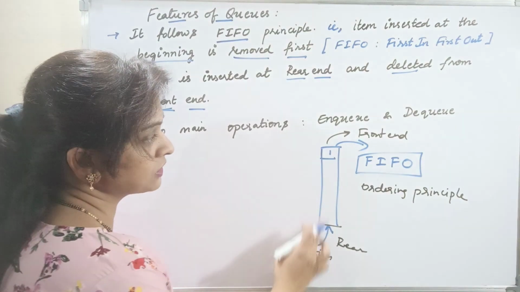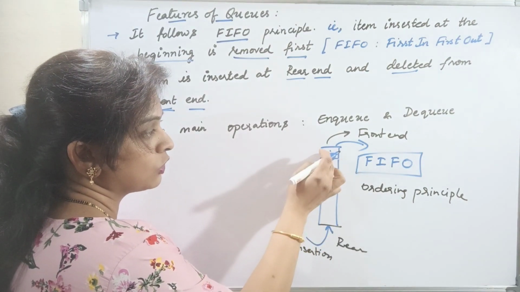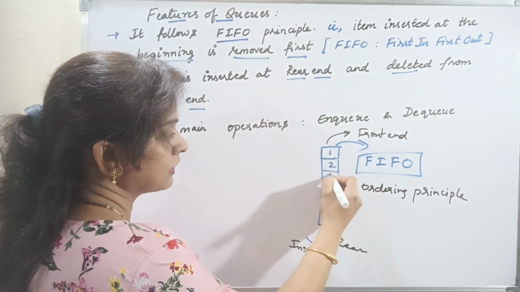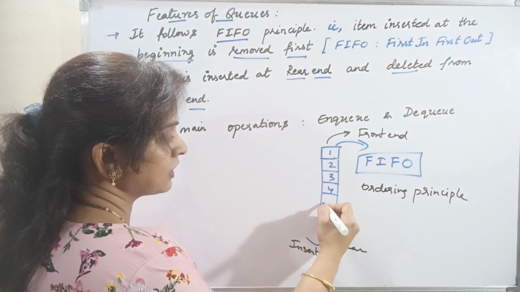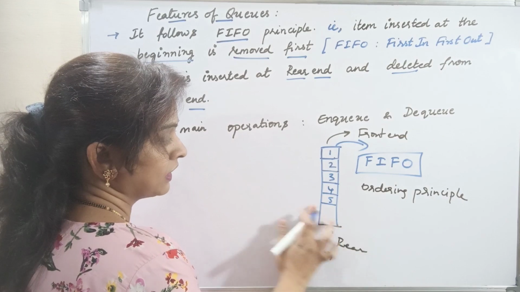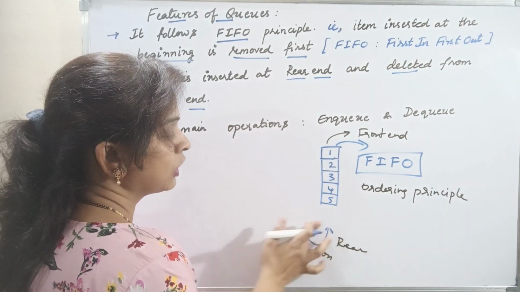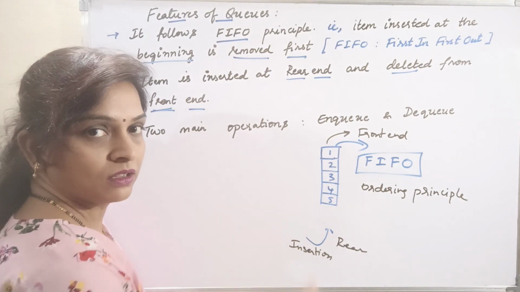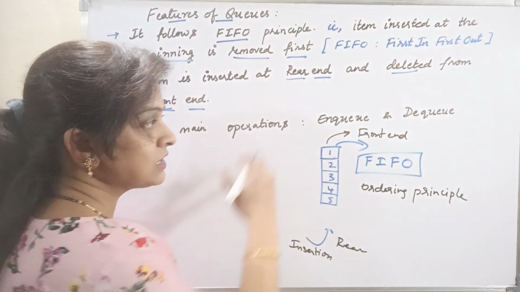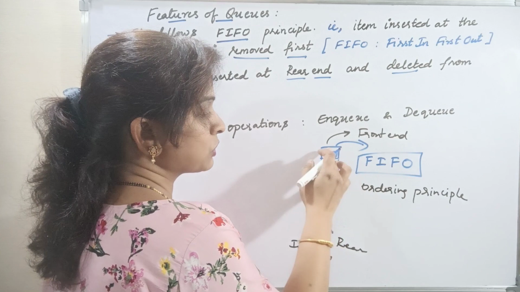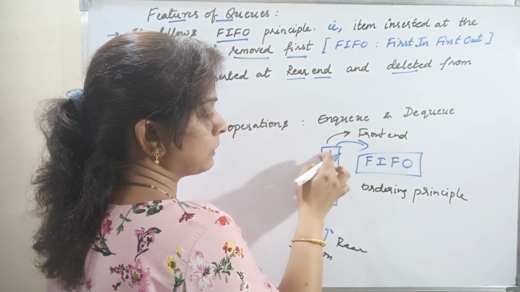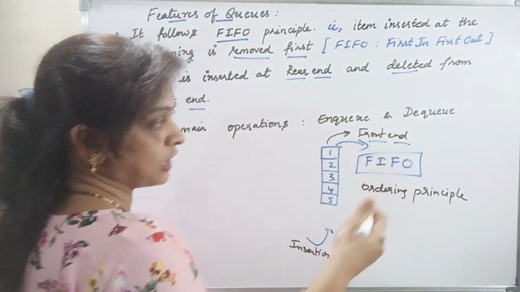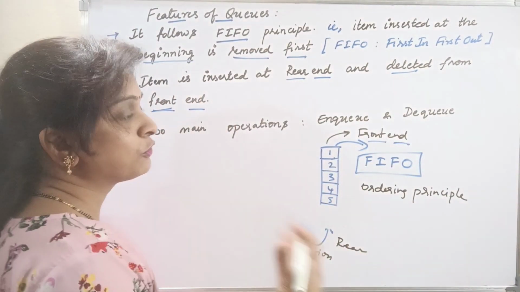So the first person enters, he or she has to stand first. Then the next person, then next, and then next. If the queue is full, then no more entries will be given. The same way with respect to elements. Then start removing. The first person or the first element which is inserted will be the first to come out from which end? Front end. So you have two different ends.